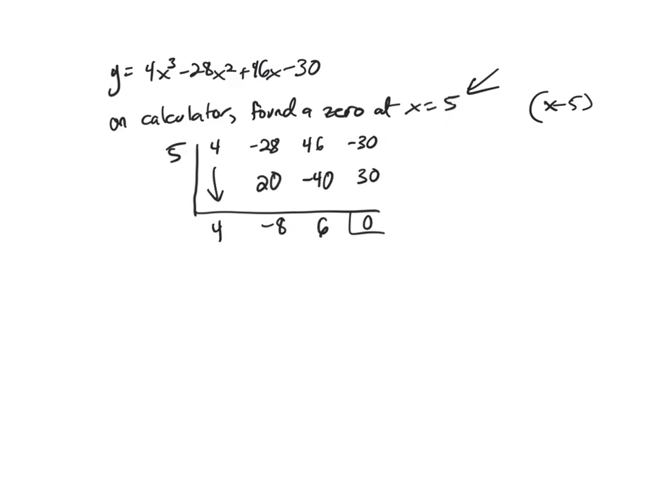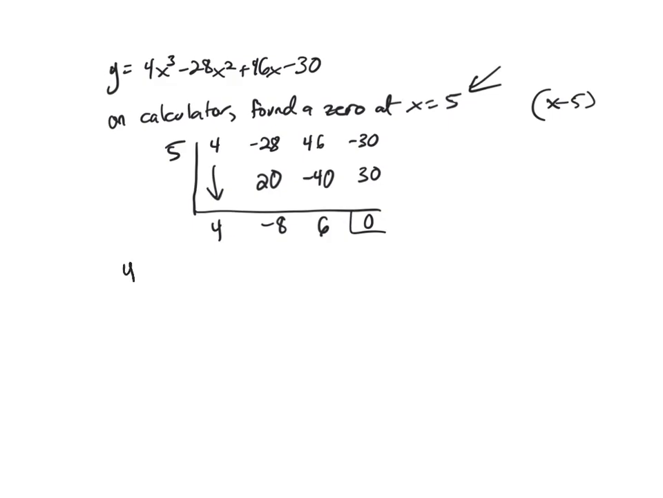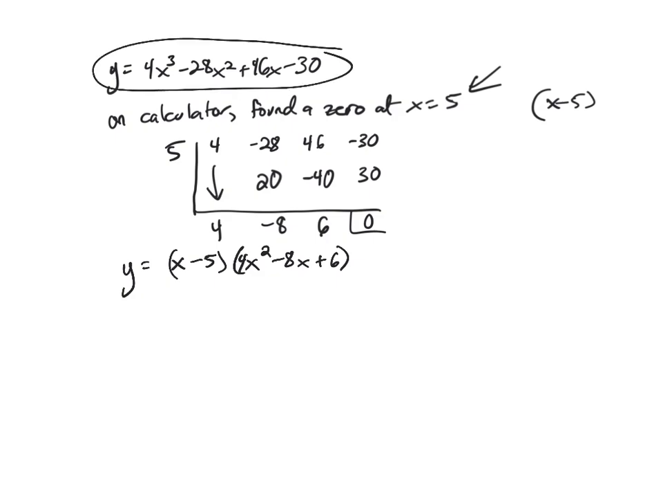So what I have found here is that if I factor out x minus 5, I am left with 4x squared minus 8x plus 6. Now I'm noticing that I have a common factor here, and I could have seen it back here as well. All of those are divisible by 2. So I'm going to factor out the 2 and put it in the front to make my life a little easier, so there are smaller numbers to work with.